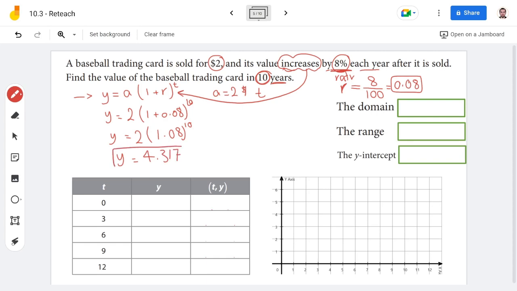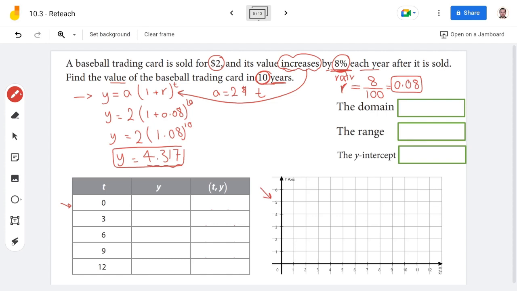Now, after 10 years, find the value of the baseball trading card in 10 years. So after 10 years, he should make the profit, which is 4.317. Now, how can I make the table and see the growth rate, and how can I graph this? Perfect. So the first thing, we need to identify the function.